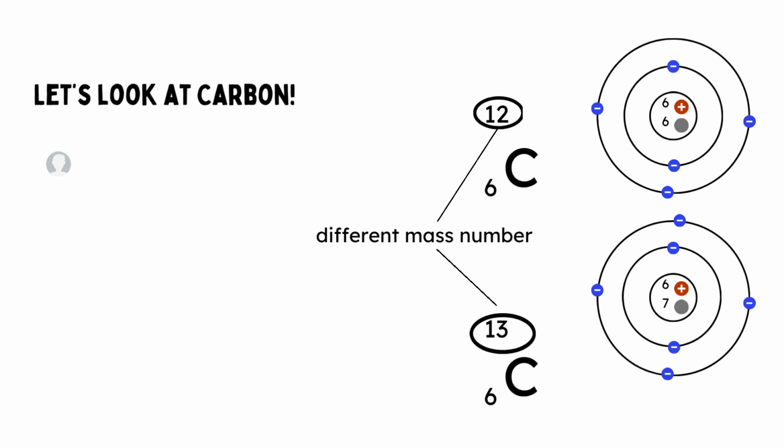Here we have two isotopes of carbon. The element symbol on the periodic table stands for carbon. We can see the atomic number is 6, but the mass numbers differ. One is 12 and one is 13, meaning they have a different amount of neutrons.